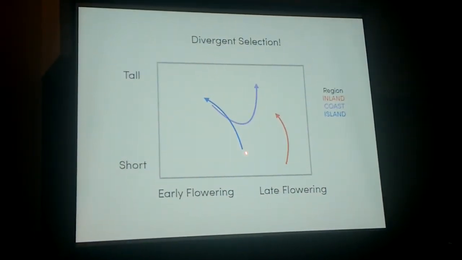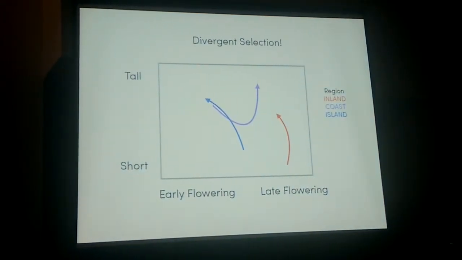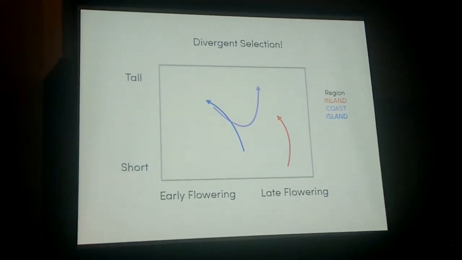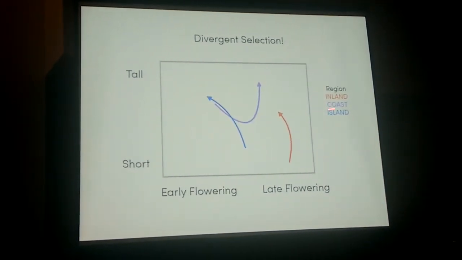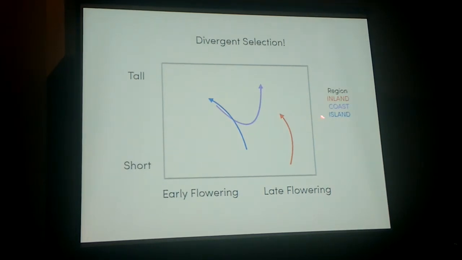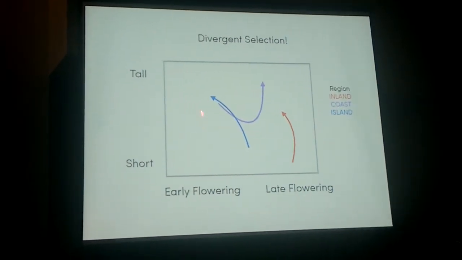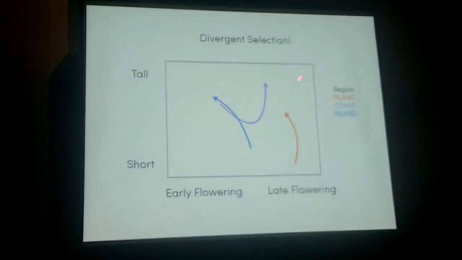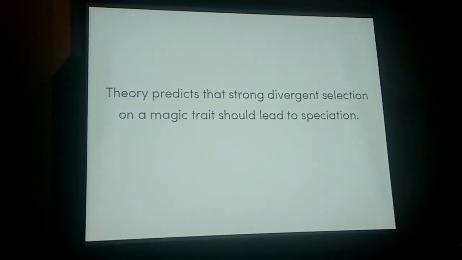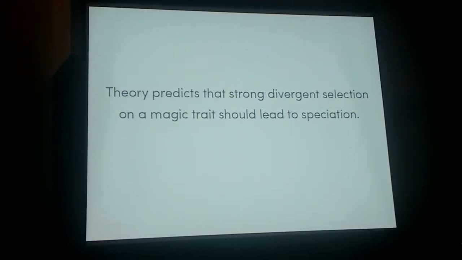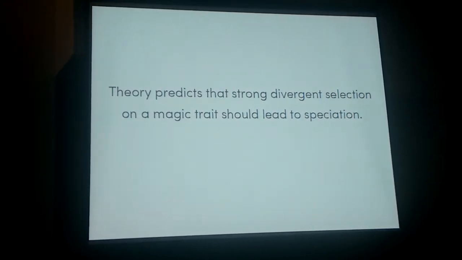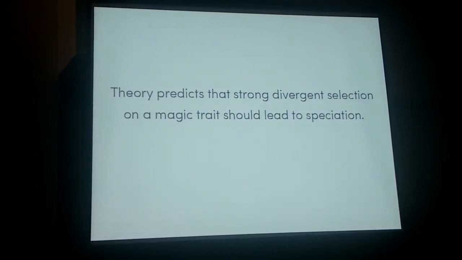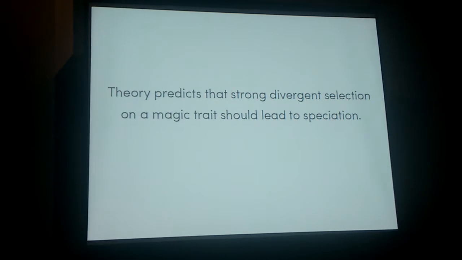But the key thing to take away is that there is divergence in selection on these trait spaces across the three regions, two of which are phenotypically similar in the common garden, and one of which about half the individuals look different and are down here versus up here. So given this, it's a pretty good magic trait, potentially. In theory, strong divergent selection on this trait should lead to speciation, or at least increased reproductive isolation, the evolution of stronger barriers.